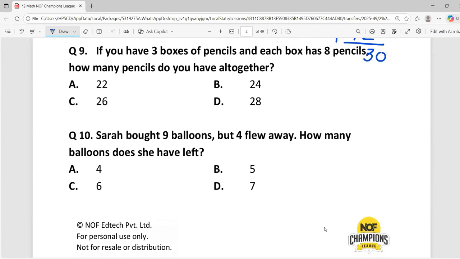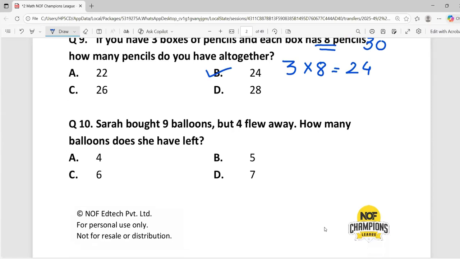Next, if you have 3 boxes of pencils and each box has 8 pencils, how many pencils do you have altogether? Again, you have to total it. So 3 boxes multiplied by 8 pencils in each box, that will be 24. So option B, 24, is correct for question number 9.